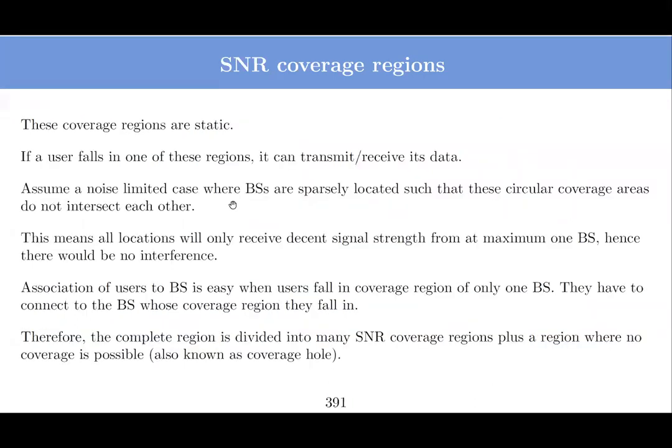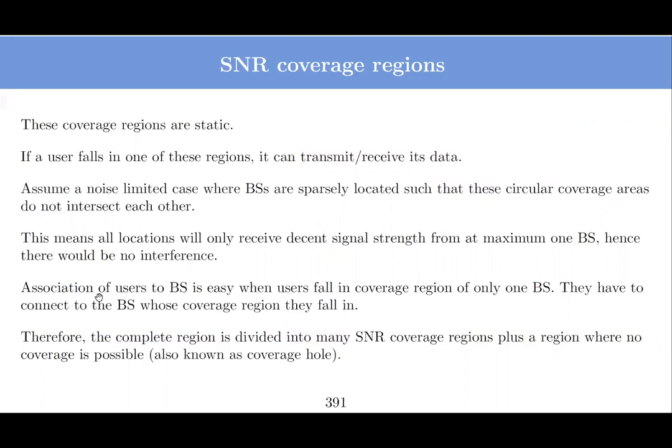So these coverage regions are static. If a user falls in one of these regions, it can transmit and receive its data. In a noise limited case, when the base stations are sparsely located, these circular regions do not intersect each other. This means all locations will only receive decent signal coverage from one base station at maximum, and there will be no interference.